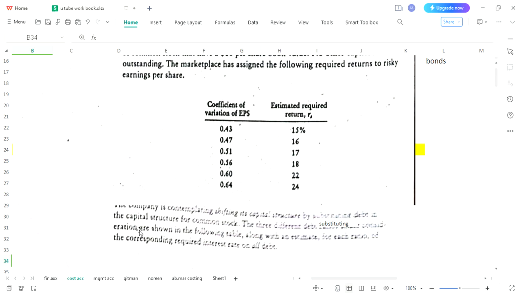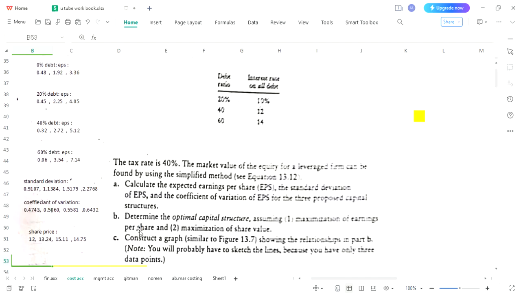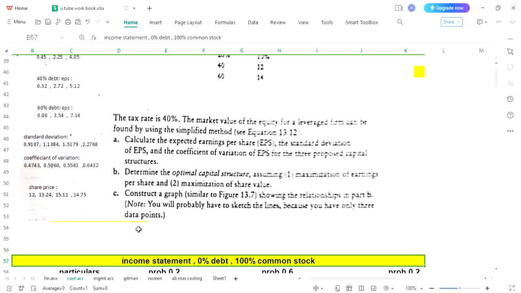We still have another part to be sorted out, where let's see what requirement is said. Oh, C part. These two parts were related to B. Construct a graph showing relationship in part B. This was your part B. You will probably sketch lines because you have only 3 data points. So we need to put our EPS and debt ratio. Both would be drawn.